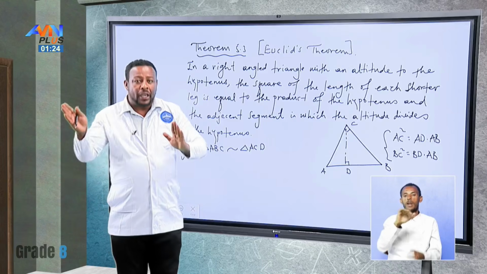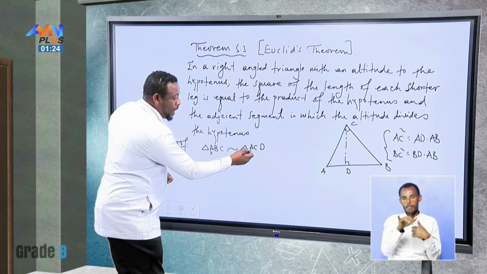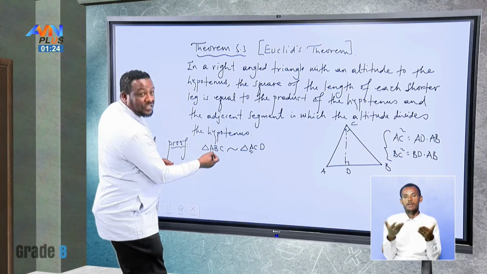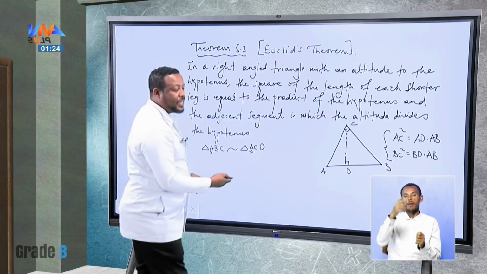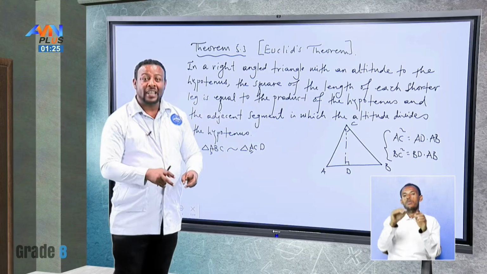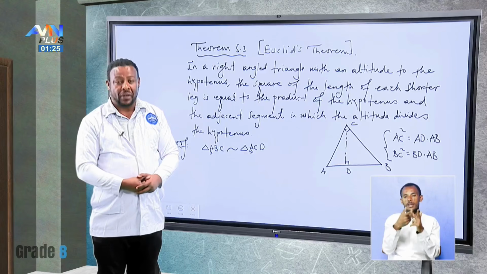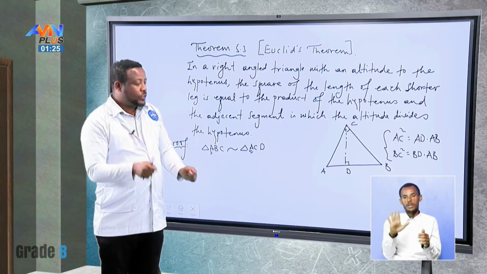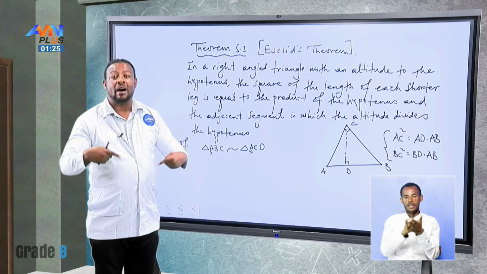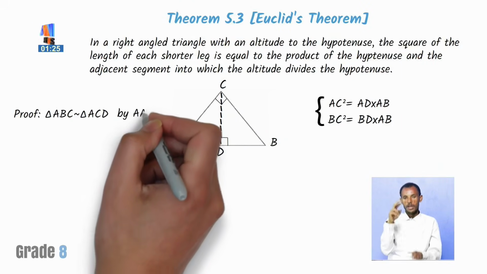If you see, these two triangles have a common angle, A. A is common in both triangles. The other thing is that triangle ABC forms 90 degrees at C, and triangle ACD forms 90 degrees at D. So there are two congruent angles in these two triangles. By default, their third angle will also be congruent, but we don't need the third. So from these two congruent angles, we can say that these two triangles are similar by angle similarity.